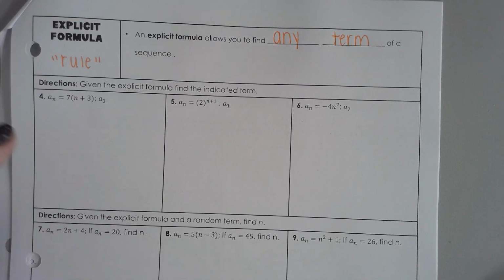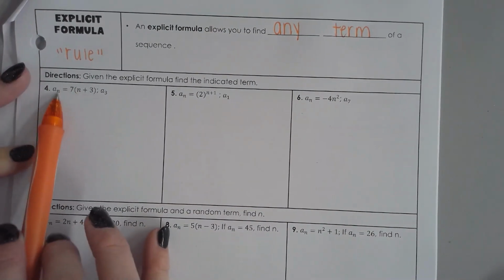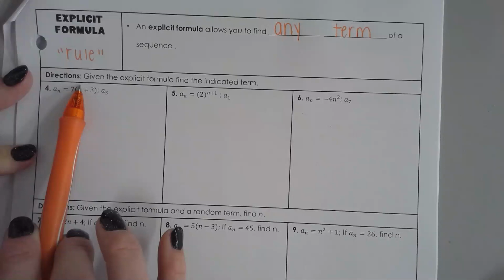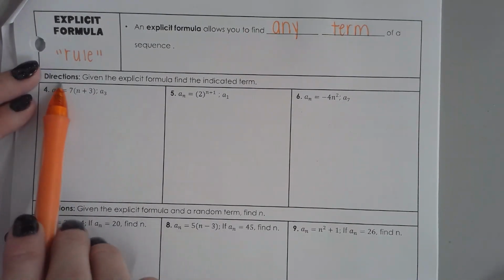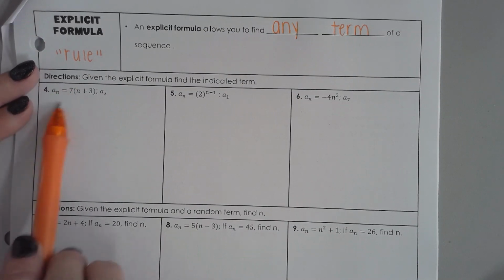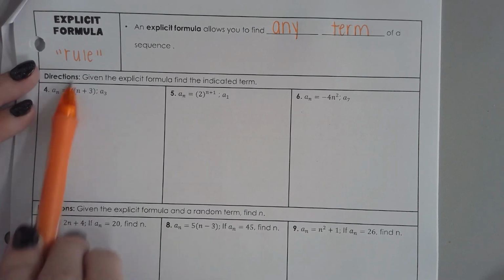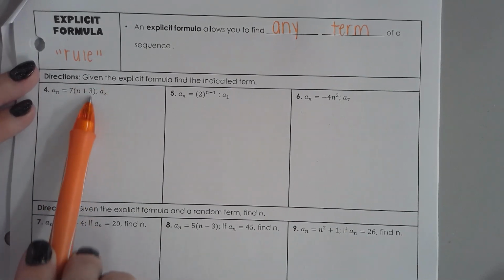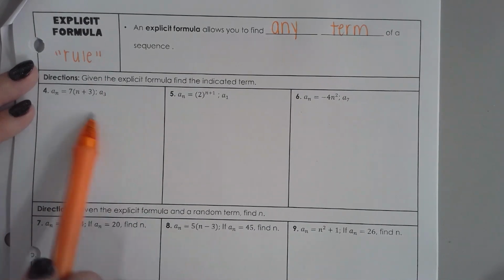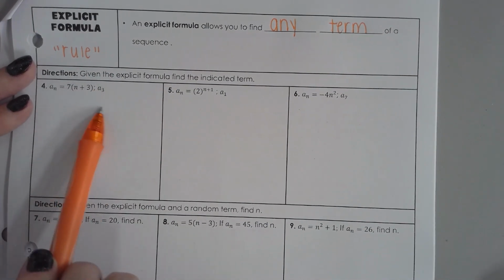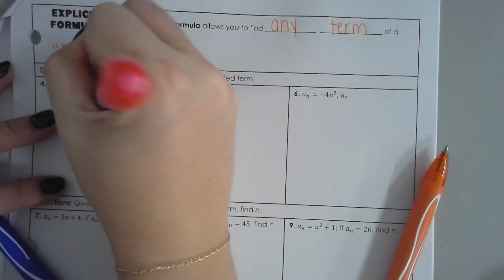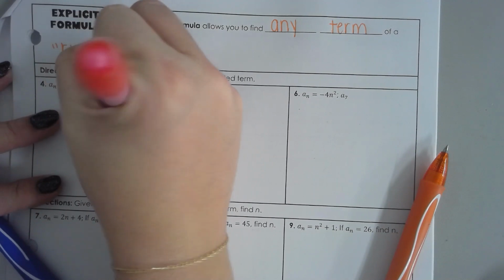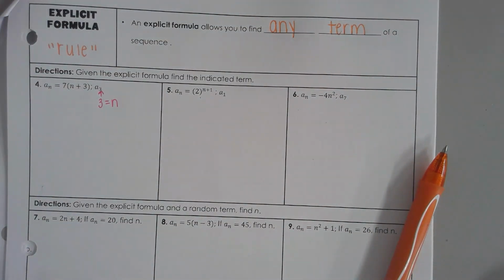So here, I have the formula. An equals 7 times n plus 3. This means that any term in my sequence I want to find, I'm using an, I'm going to plug into this formula. So when I'm asking you to find a3, I'm asking you to find the 3rd term. So you're going to be plugging in a 3 for n. So the 3rd term.